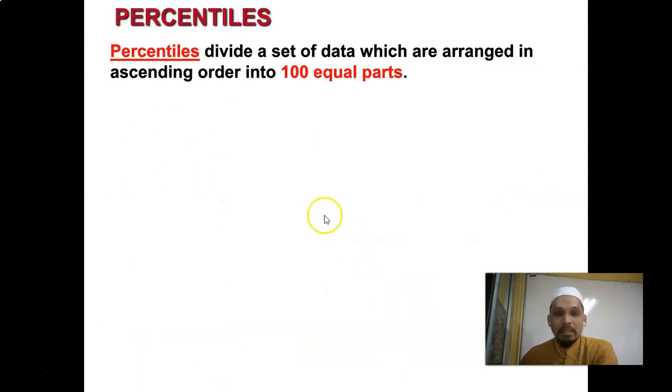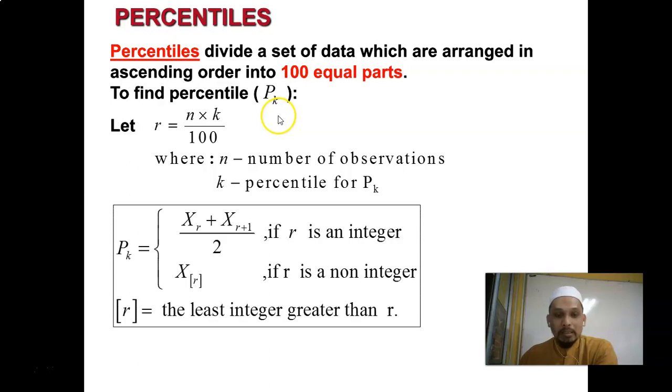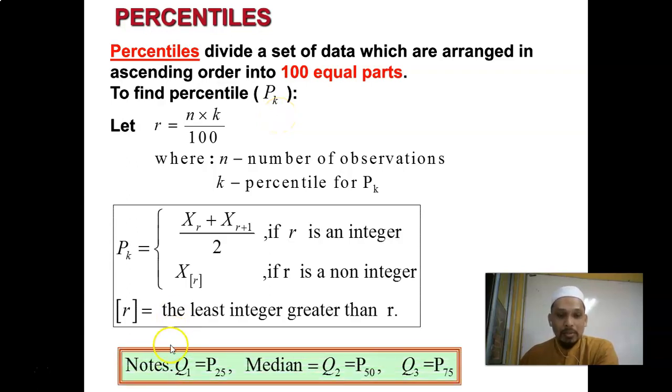And percentile divides a set of data which are arranged in ascending order into 100 equal parts. The number of percentile, k, might be P40, P55, or P50, it is all up to you. Then P25 is also the first quartile, P50 is the second quartile, and P75 is the third quartile.